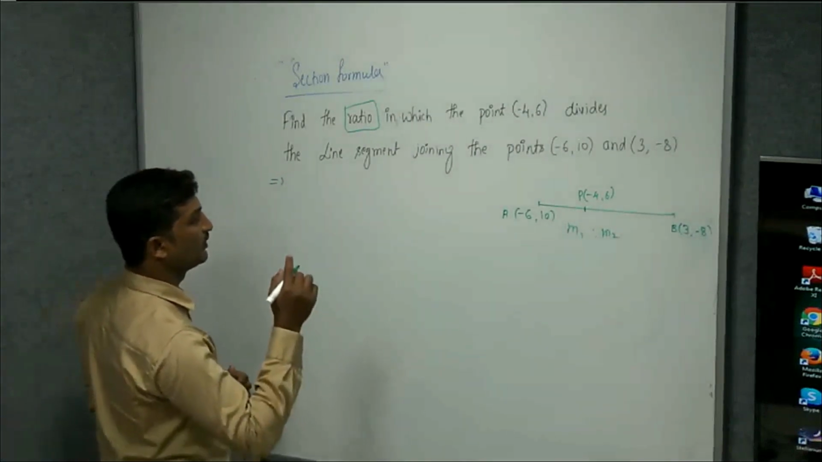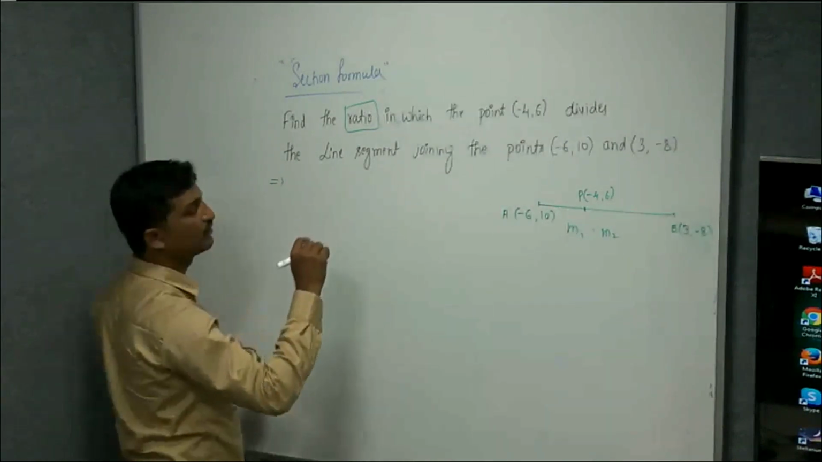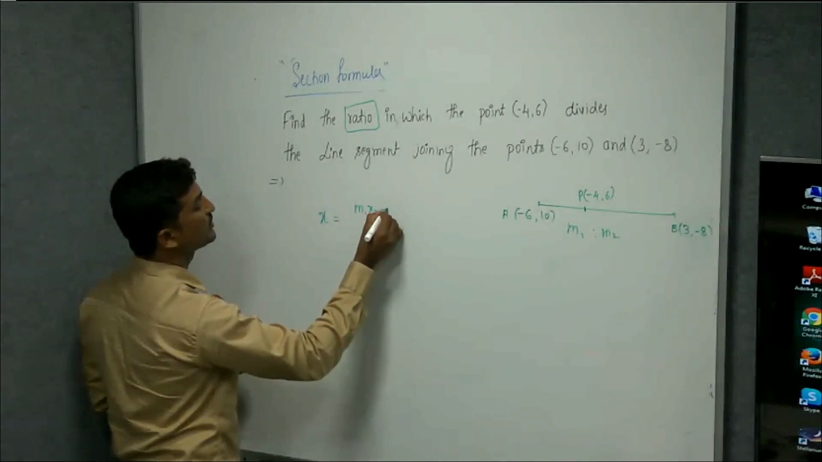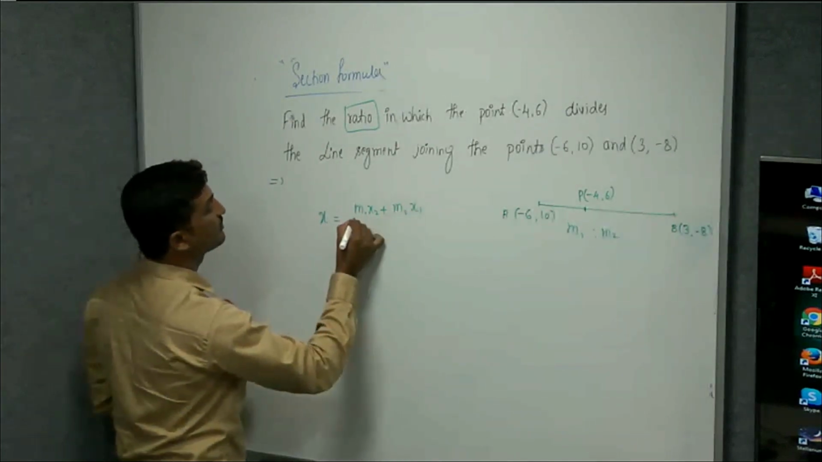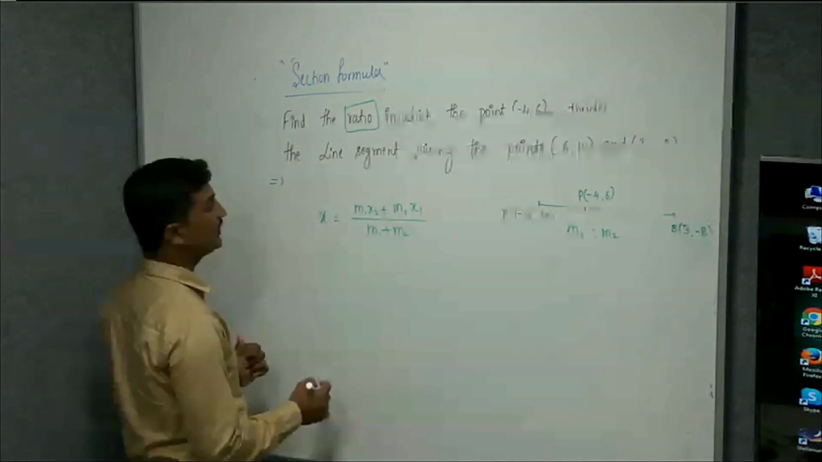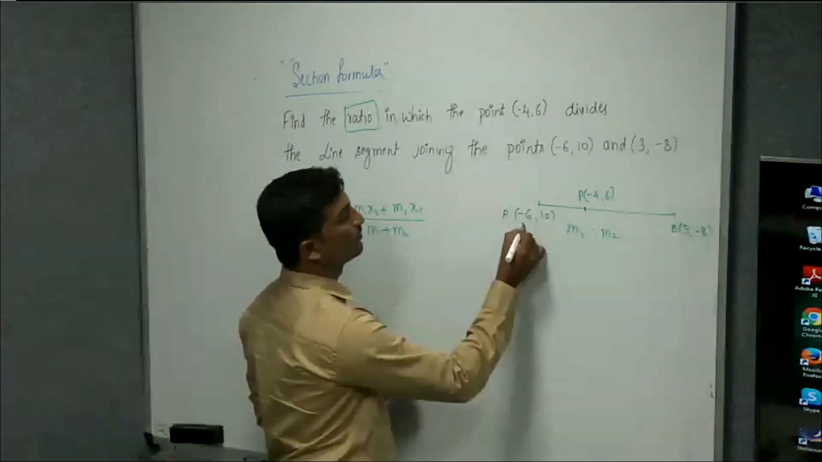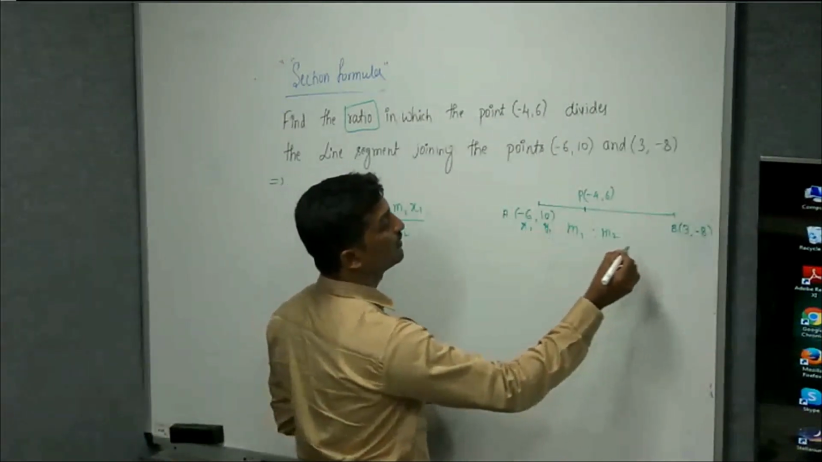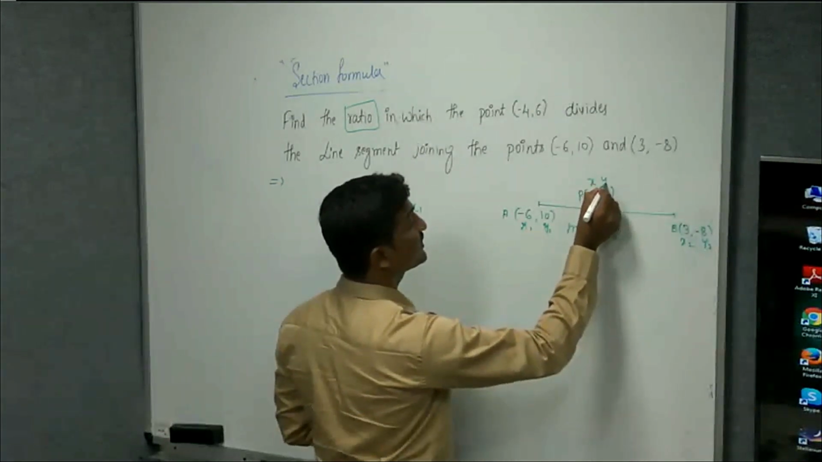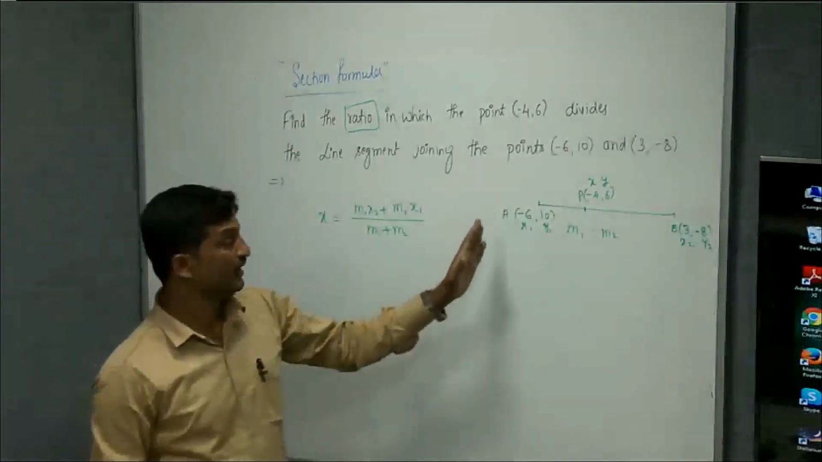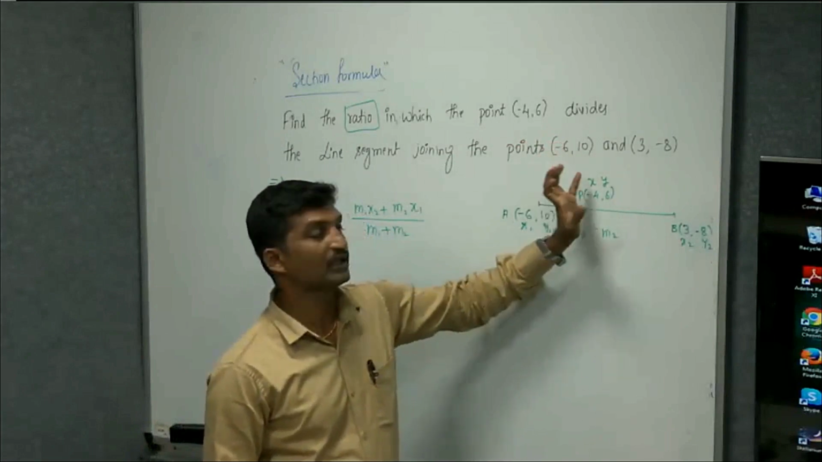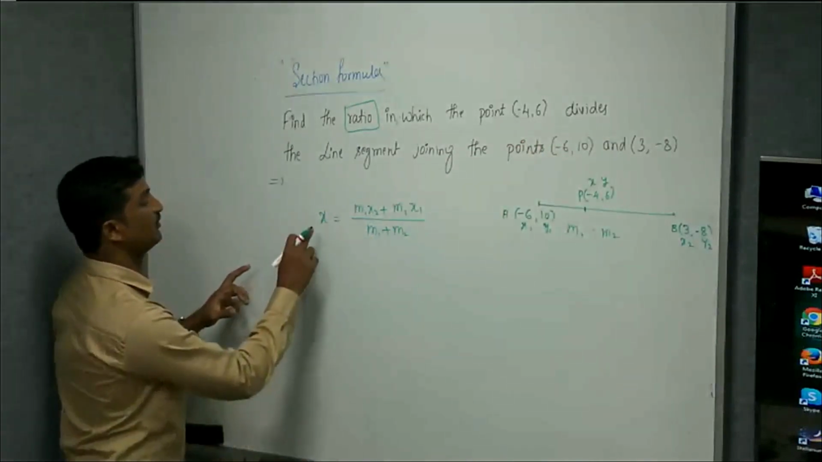Let us take the formula to find the coordinate x, that is x equals m1 x2 plus m2 x1 divided by m1 plus m2. Okay, so what is x1? Minus 6, y1, x2, y2. Then what are minus 4 and 6? These are x and y. This is very important: x1, y1, x2, y2. Then this point P has coordinates x and y. Now substitute the values.